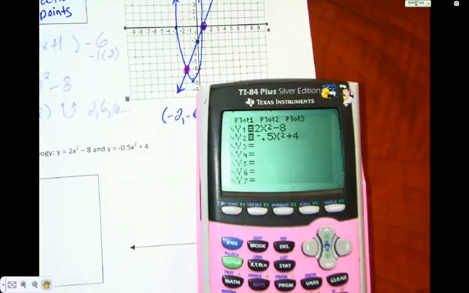Now, if you really wanted to tell the difference between the parabolas, you could go over and change to thick line. We don't, but you could if you really wanted to. You could make one a rolly ball just because you can.